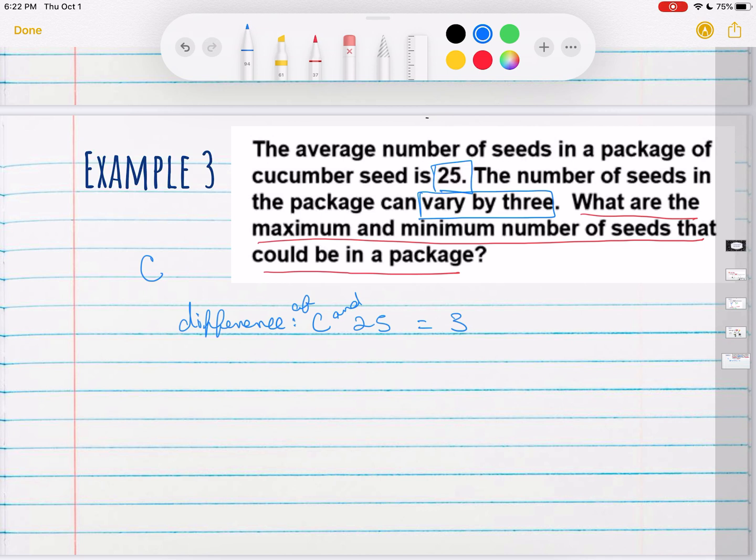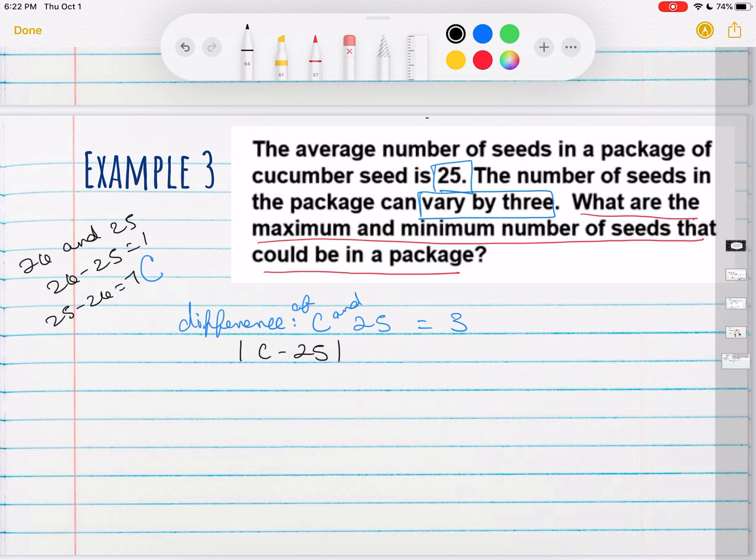Let's turn this into an equation, and this is where absolute value comes in handy. A lot of times to write the difference between two numbers, we write it as the absolute value of C minus 25, and I'm going to let you know why we do this. Normally, if I told you find the difference between 26 and 25, you would do 26 minus 25, right? And that's 1. You wouldn't do 25 minus 26 because that equals -1. So remember, if you're finding the difference between, you're just going to find how many away they are from the other. So we use absolute value.